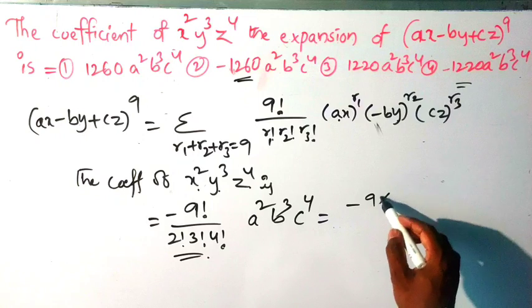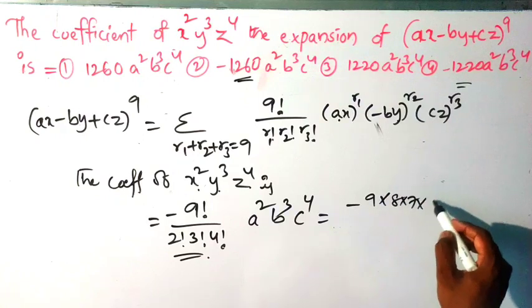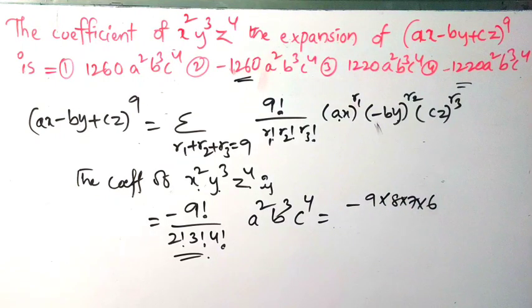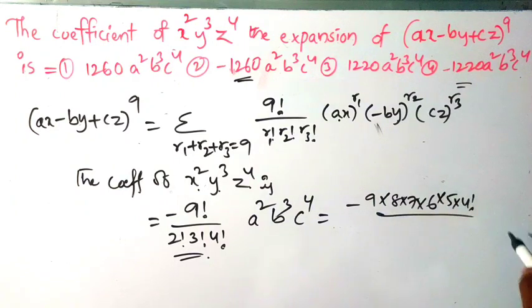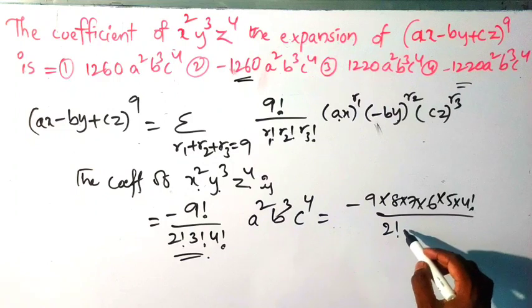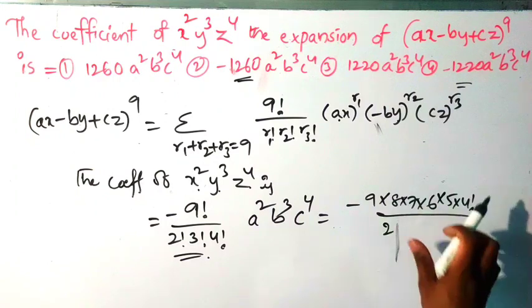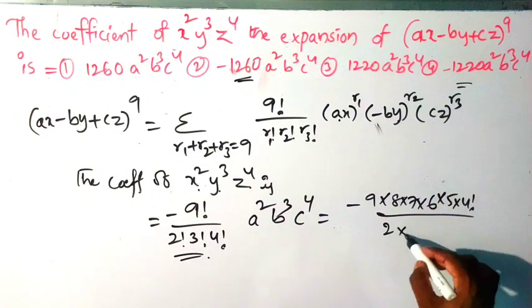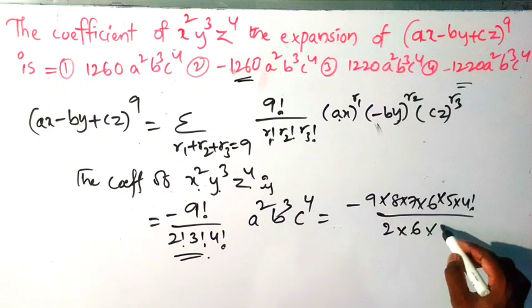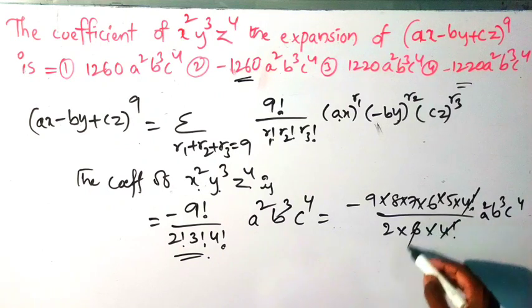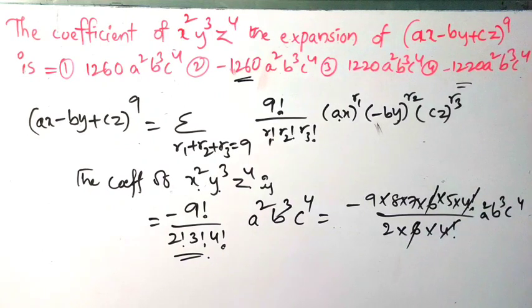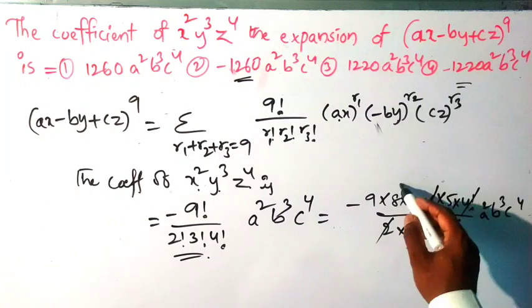So 9 factorial: 9 into 8 into 7 into 6 into 5 into 4 factorial, divided by 2 factorial, which is nothing but 2, into 3 factorial, which is 6, and 4 factorial. As it is repeated, both are cancelled, and a square b cube c power of 4. So 6 also cancels here, 2 ones are 2, 2 4s are.